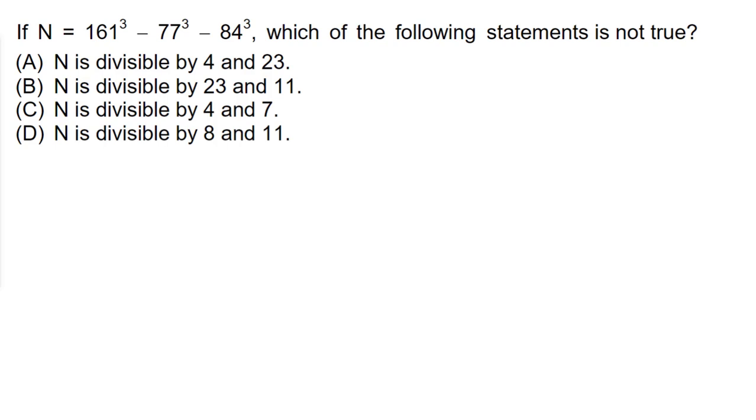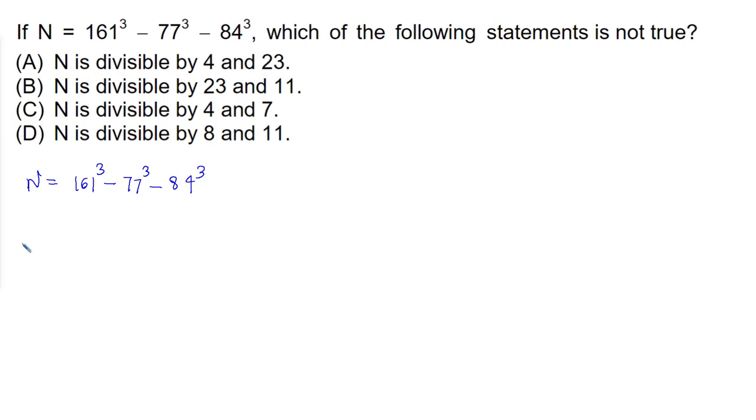A to the power n plus b to the power n, those three statements are applicable only for two terms. They are not applicable for a to the power n plus b to the power n plus c to the power n and so on. They are applicable only for two terms. So now over here n is equal to 161 to the power 3 minus 77 to the power 3 minus 84 to the power 3. We need to identify the factors of this number.